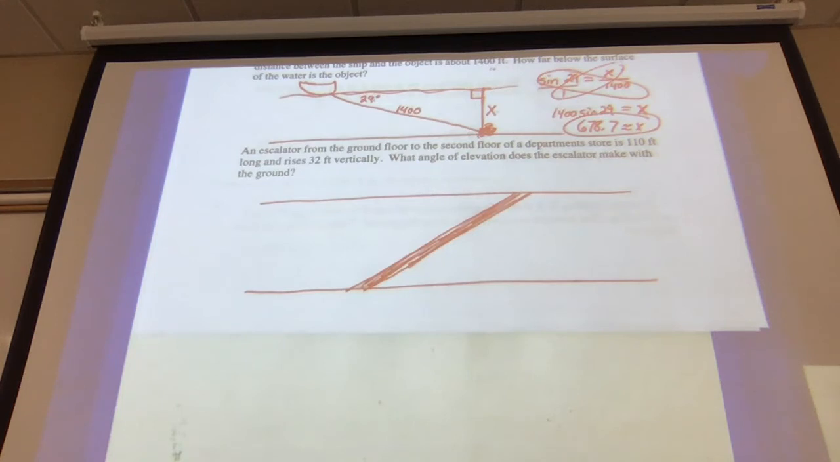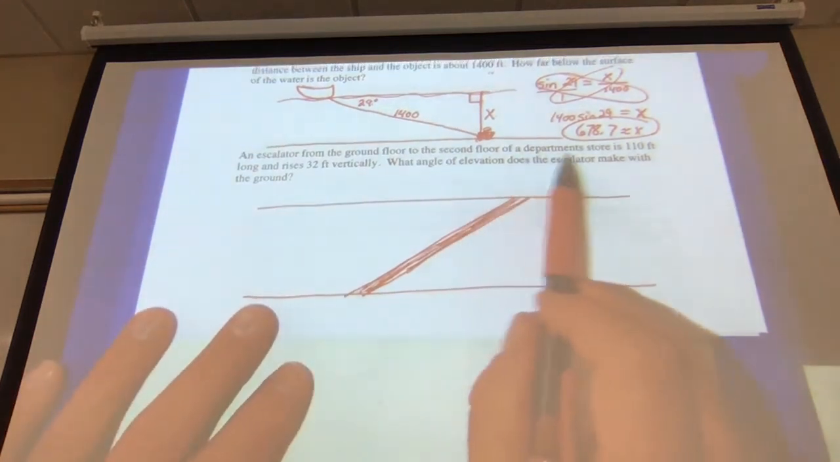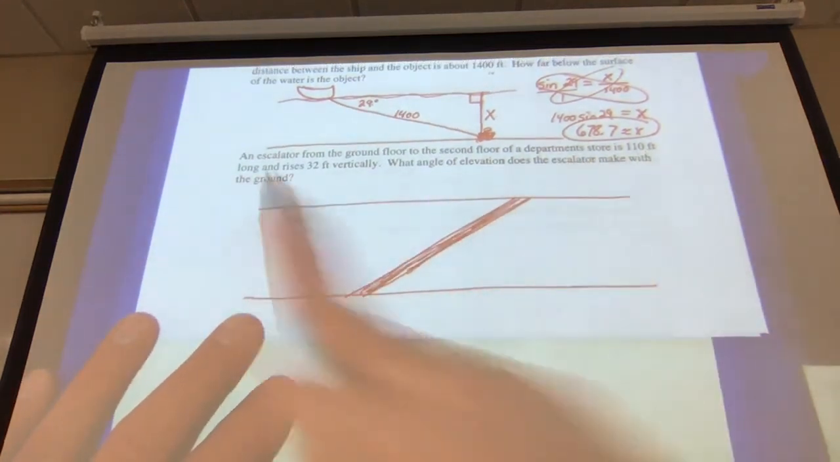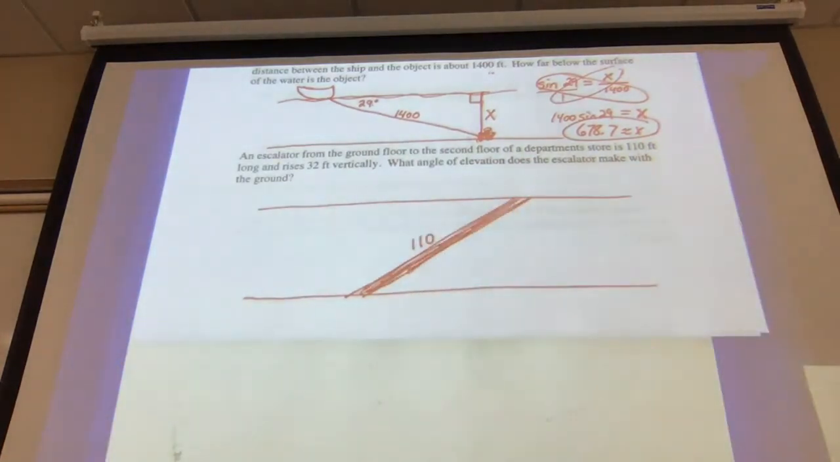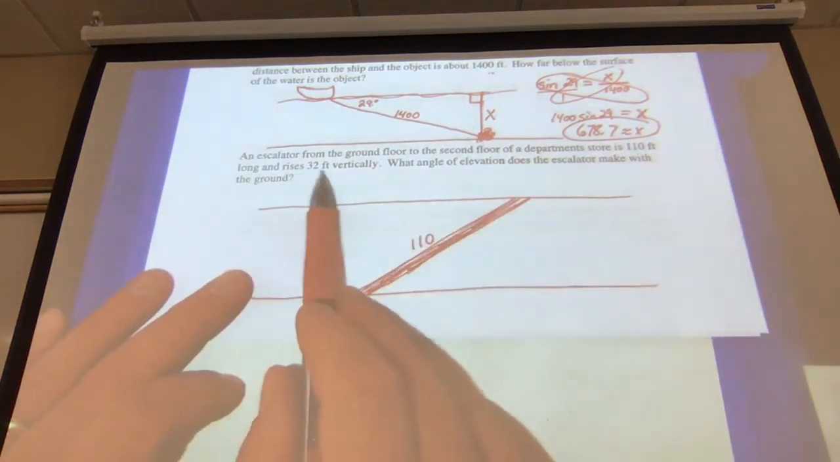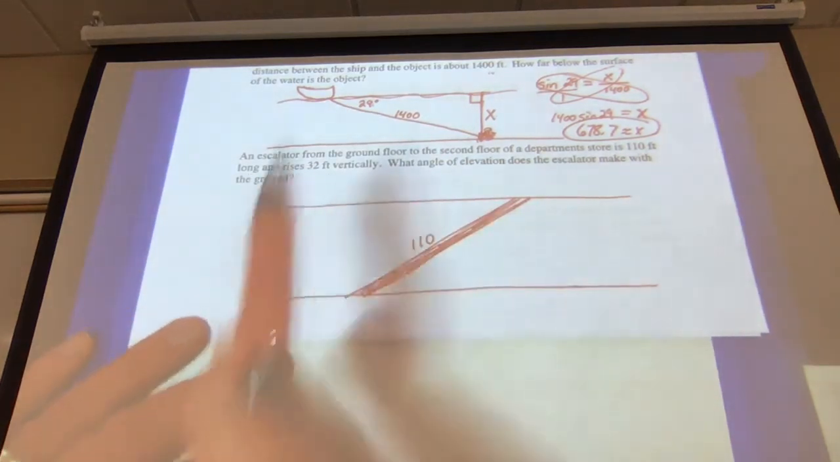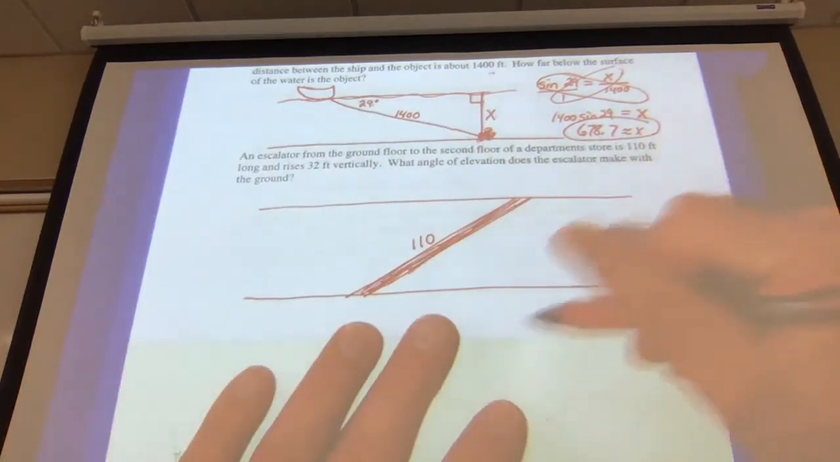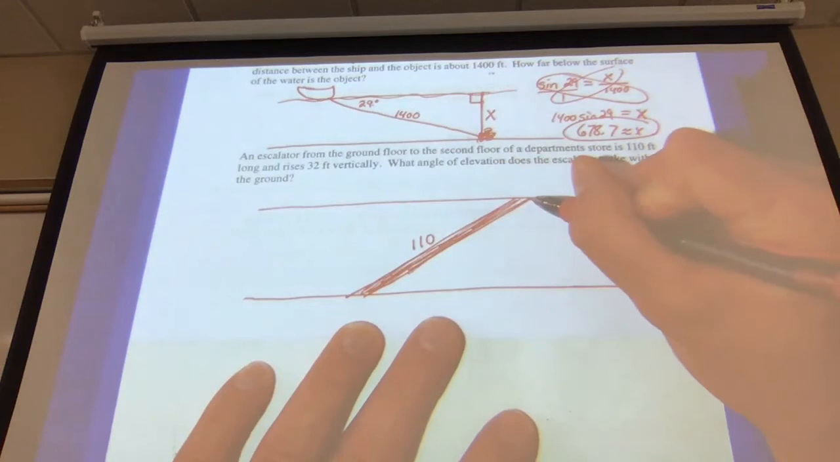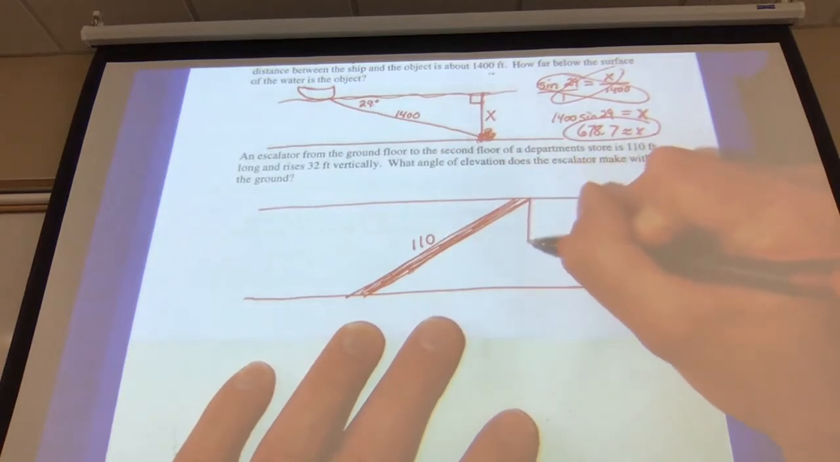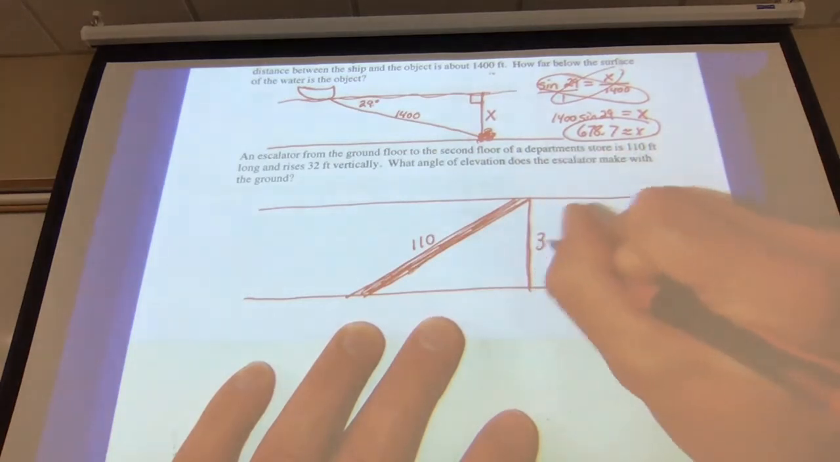Then we can start putting in the parts of the problem here. It tells us the escalator is 110 feet long. So this length here is 110 feet. And the escalator rises 32 feet vertically. Vertical is up and down. So that means the height of that escalator is going to be 32 feet. Well, the height is going to go from the second floor down to the first floor. There's your vertical distance. That's going to be 32 feet.